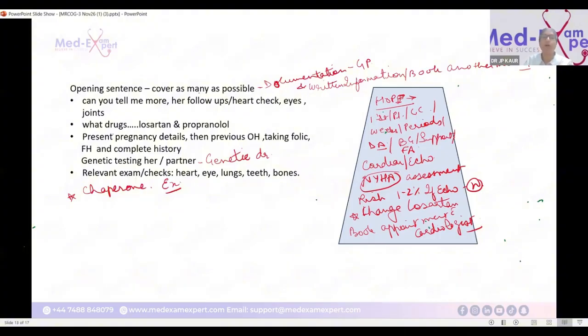Losartan, we can switch it off. Propranolol, yes, it is a good drug to keep your heart rate in check. Because when you have Marfan syndrome and it is affecting your heart, when you're pregnant the blood flow and volume increase, and the load on the heart increases. Your heart rate also increases. So these two drugs, one for blood pressure control and one for heart rate control, are really good. Then you have done and dusted the matter, you move on.